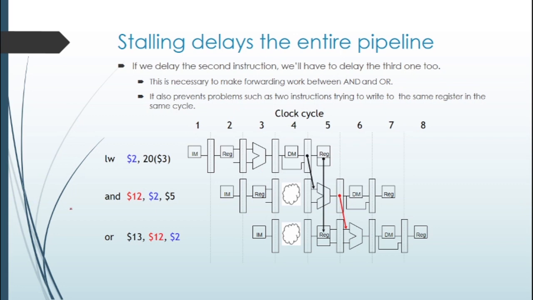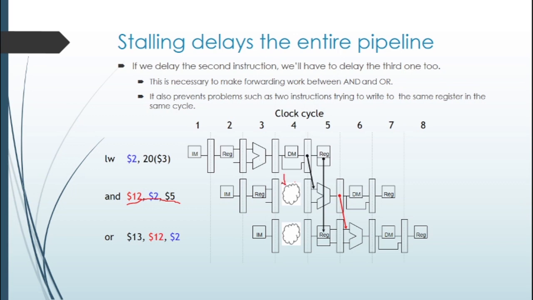If we delay the second instruction, all the next instructions are delayed as well. So technically every next instruction will move 1 clock cycle to the right. There will be a 1 clock cycle delay for every following instruction, because we inserted 1 delay for the first instruction that was dependent on the previous one. So it's just a simple case that we insert a bubble.